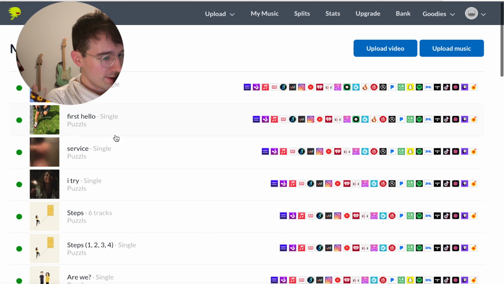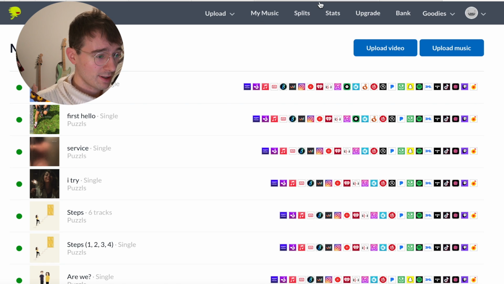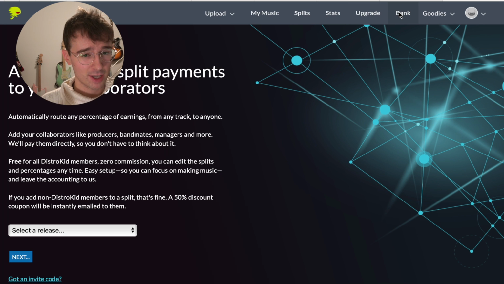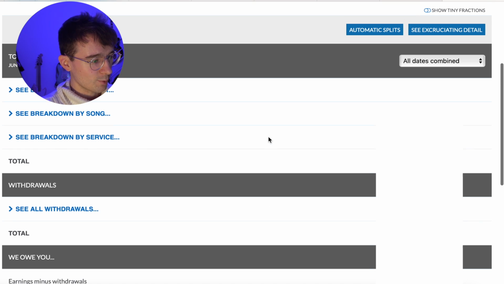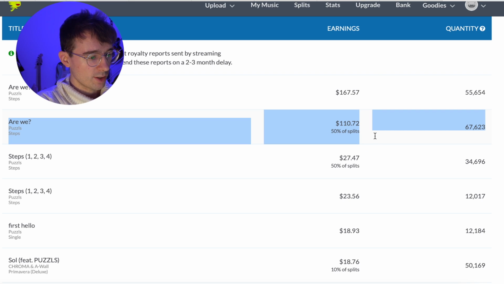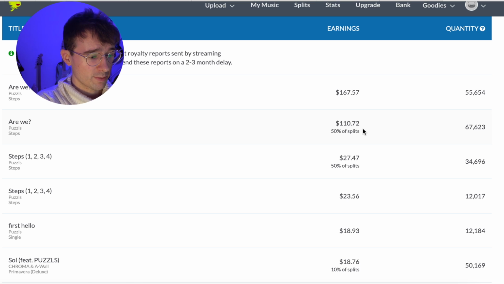Okay, now we are here in Puzzle's artist profile, and she is featured on a lot of songs. So we're quickly going to go to her bank and going to see how that looks as the artist who receives the money. And we can see breakdown by song. Here is the song Are We, where she receives 50% of splits.